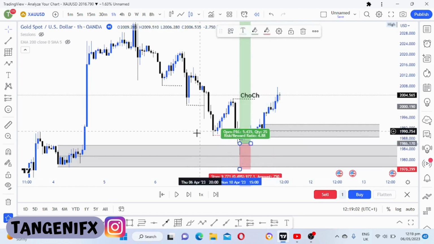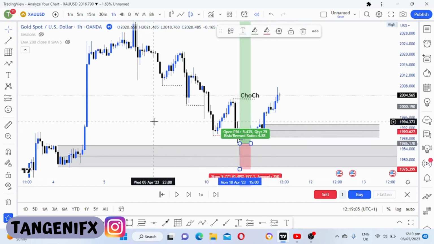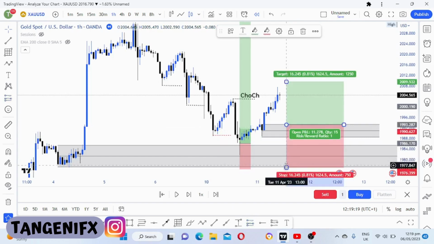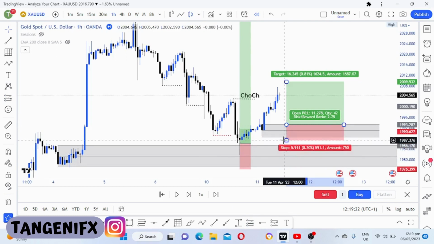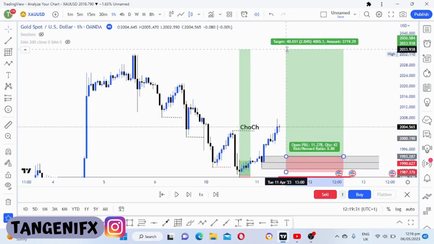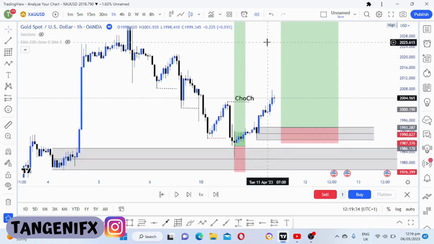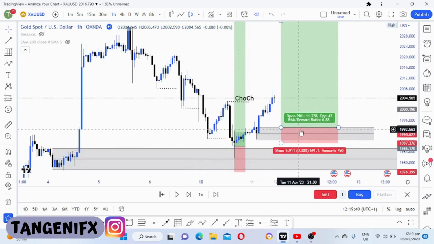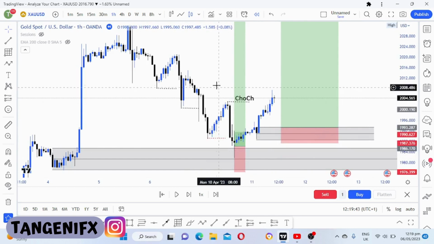But this is aggressive. If I want a confirmation, to enter on a lower time frame to have a tight stop loss, I would wait for price to come back to this zone. I'll put my stop loss somewhere there, below here, and I will target the same level. As you can see, the risk reward ratio is different. Why? Because the stop loss here is not tight, it's wide. Here it is tight because we waited for a confirmation, guys.